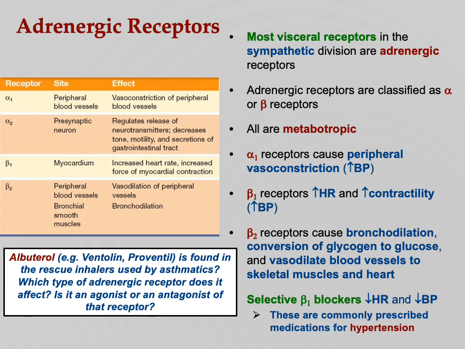And what is it going to be? It's going to be an agonist, because you want to open up. When somebody's having an asthma attack, you want to open up their lungs. So notice these are selective agonists. What would happen if it were non-selective?